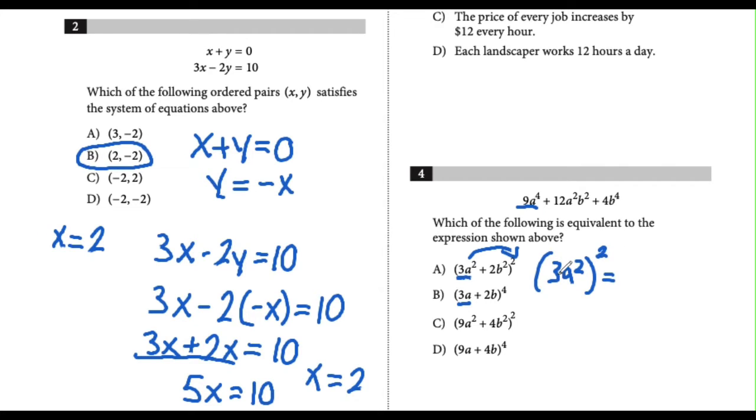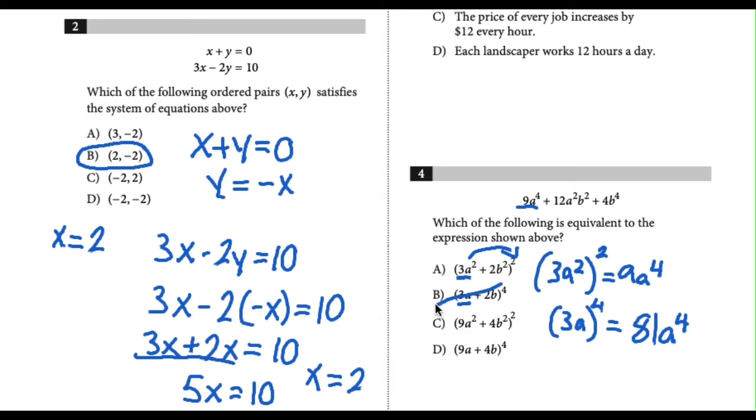3a squared, we need to square the 3, which is going to be 9. And then we're going to square the a squared, which is going to be a to the power of 4. For the second term, we have 3a raised to the 4th power. 3 to the 4th power is going to be 81. A to the 4th power is a to the 4th. Notice that this is not the same as the first term.